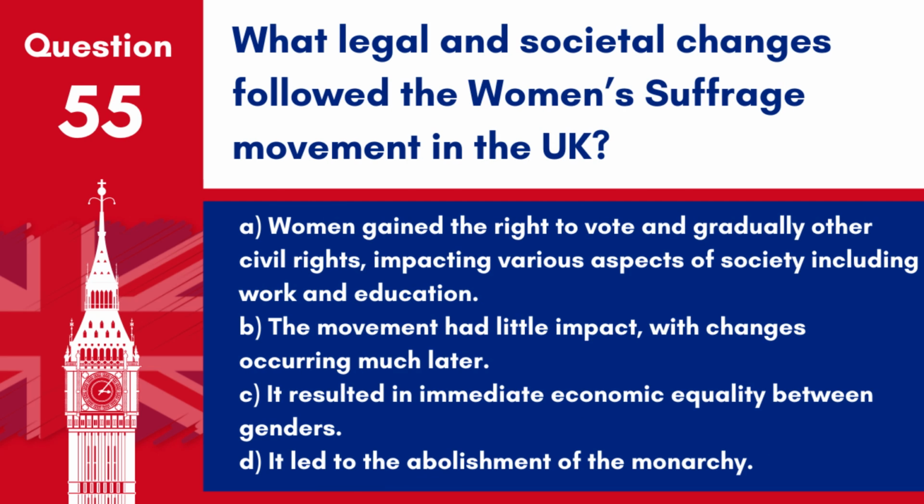Question 55. What legal and societal changes followed the women's suffrage movement in the UK? A. Women gained the right to vote and gradually other civil rights, impacting various aspects of society, including work and education. B. The movement had little impact, with changes occurring much later. C. It resulted in immediate economic equality between genders. D. It led to the establishment of the monarchy.